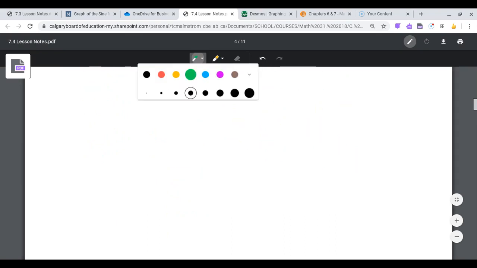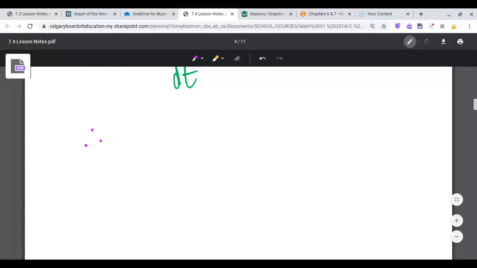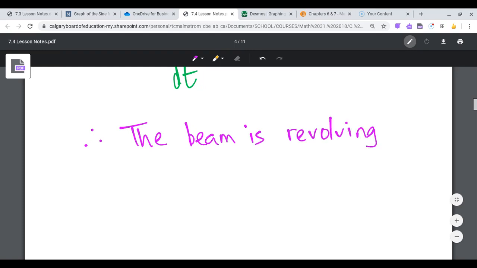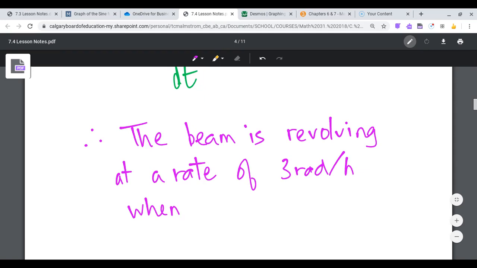Okay, awesome. So therefore, what do I know? The beam is revolving at a rate of 3 radians per hour when, you could even say the boat is 4 kilometers away, or when x is equal to 4 kilometers. Excellent.